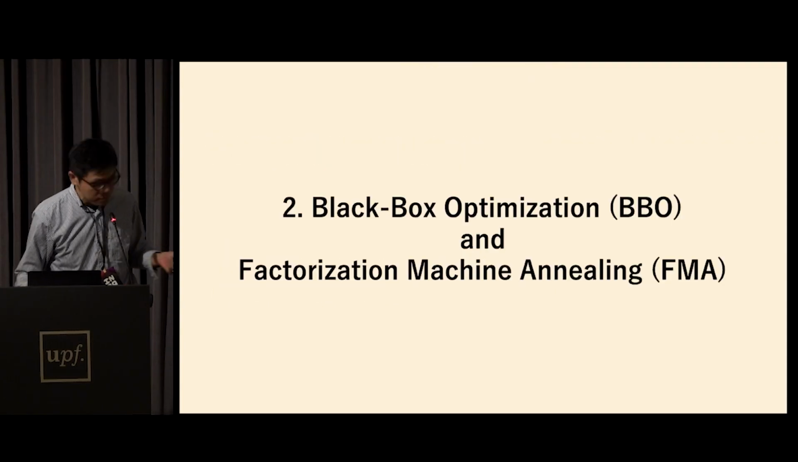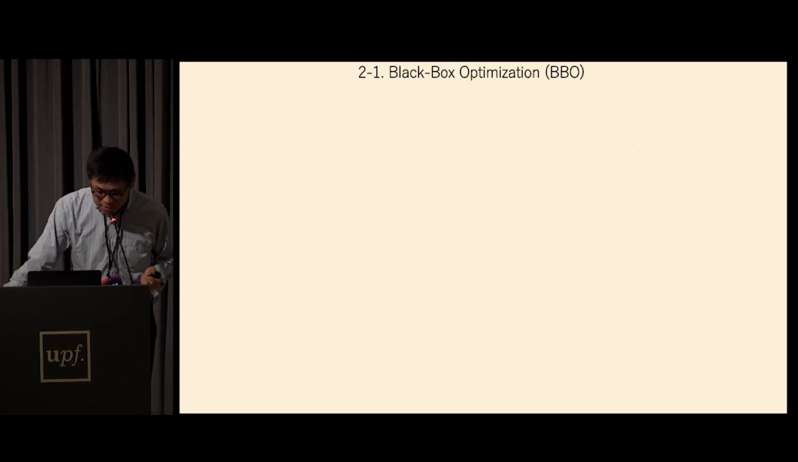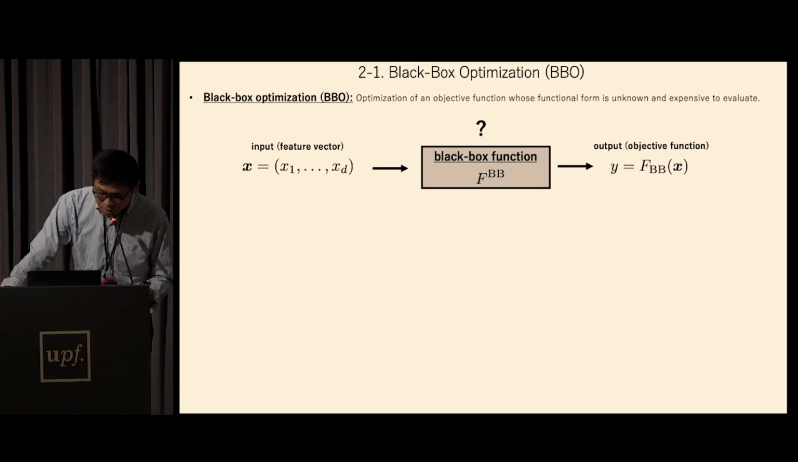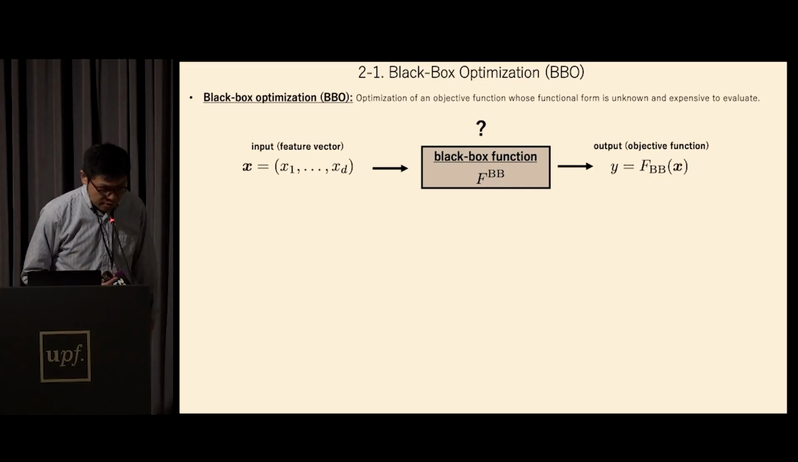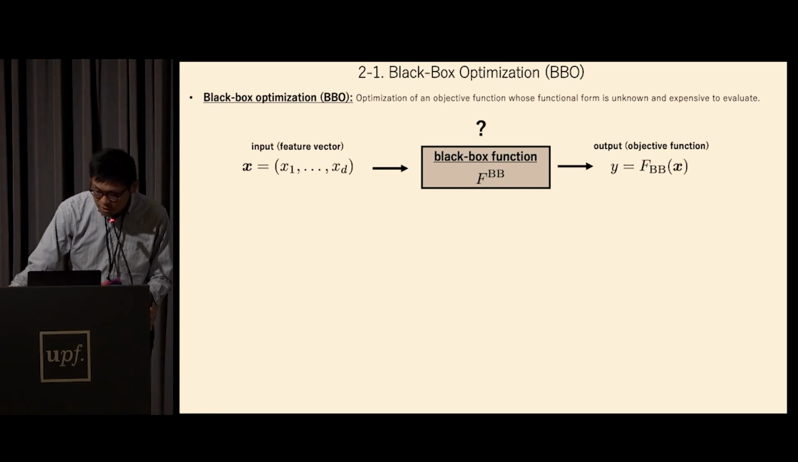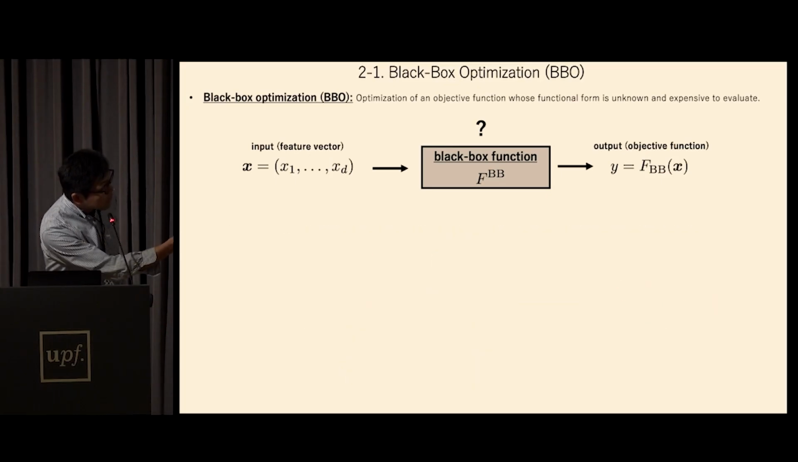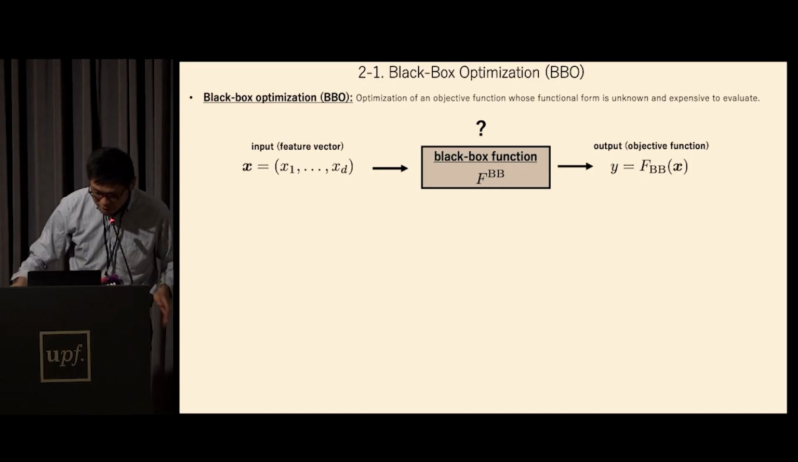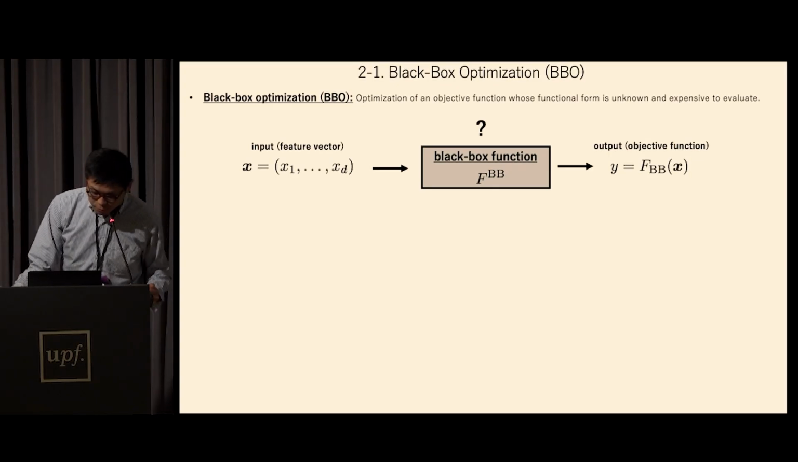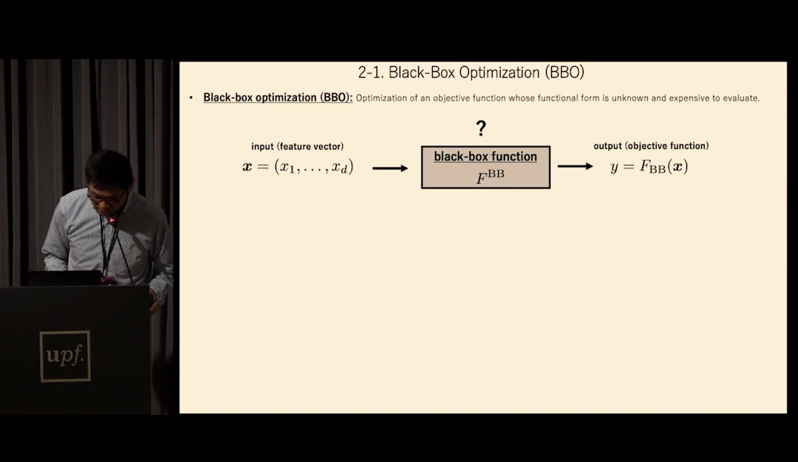Okay, so part 2. Here let me explain what this black box optimization is. Black box optimization is an optimization problem where the mathematical form of the objective function is unknown, and such an objective function is expensive to evaluate. And so this is the schematic of this black box function. And the question is how to solve such an optimization problem. And we're going to do this in the following way.